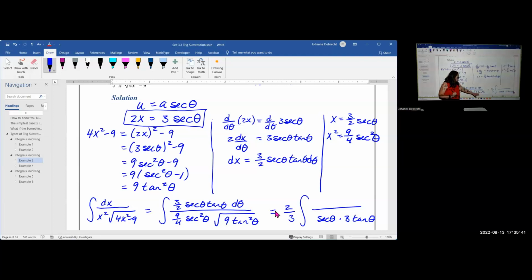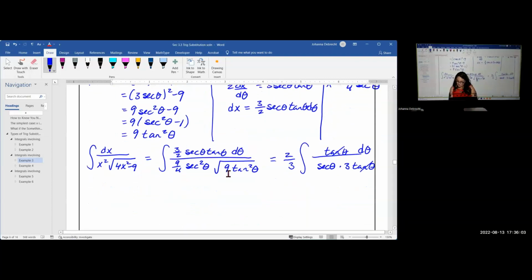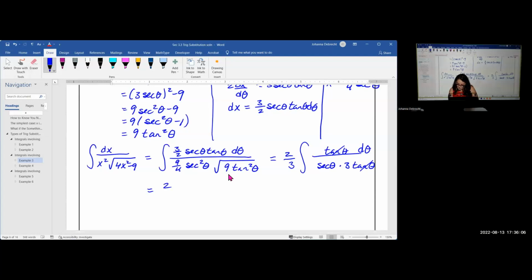Okay? Now what do we do? Well, I also have a tangent of theta in the numerator, and I've got d theta. So my tangent of thetas cancel. And I've got this 3. So this is going to become a 2/9. Now, this 1 over the secant of theta, the reciprocal of secant, of course, is cosine. So this gives me 2/9, the integral of cosine of theta d theta. Well, that's about as easy as it gets these days. So that just becomes 2/9 sine theta plus c.